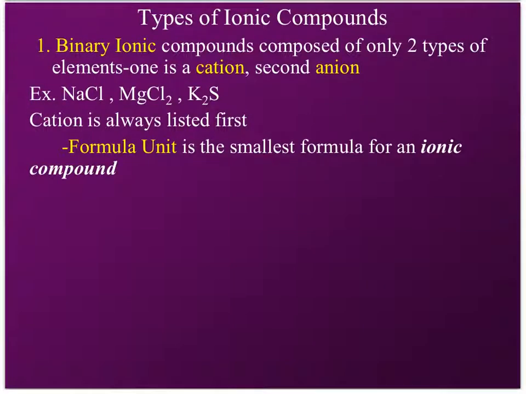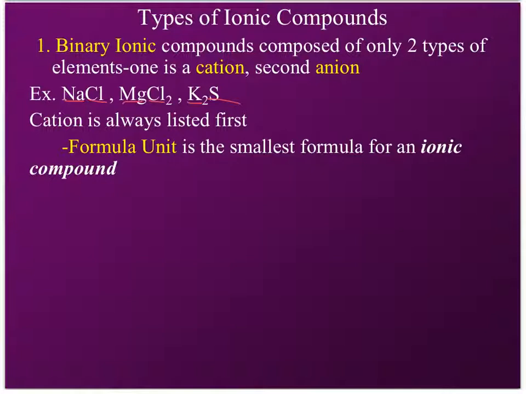Okay, so this is back to CP and honors. Binary ionic, bi means 2. It's a compound composed of 2 types of elements, so a cation and an anion. The cation is always listed first, so we have Na and Cl, 2 types. We have Mg and Cl, 2 types, K and S. Those are all binary ionic, metal and nonmetal.